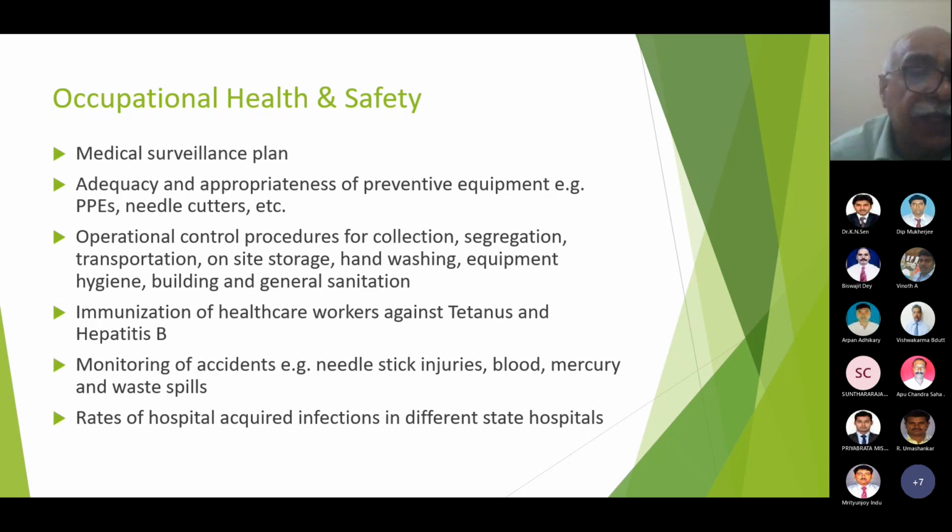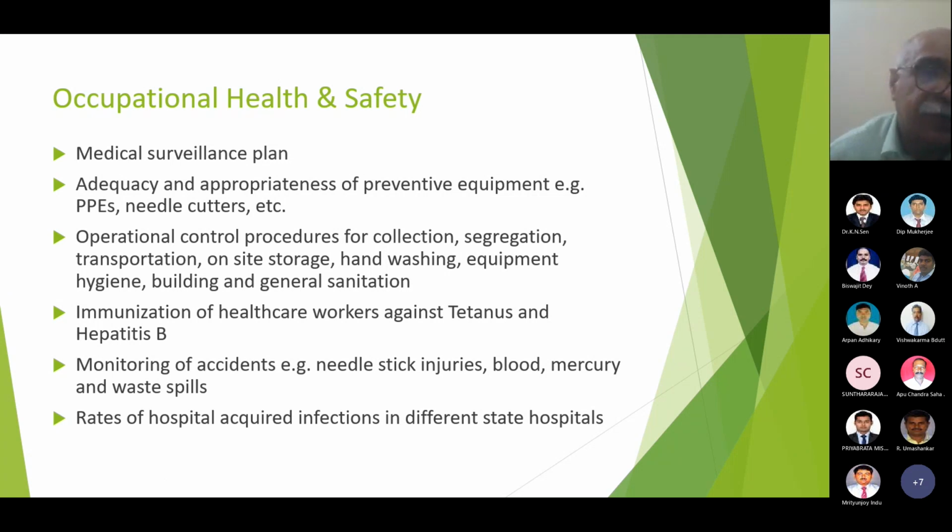Then there has to be a system of monitoring of accidents. Sometimes there can be needle stick injuries. These are very common among the nursing staff, the OT staff, the labor room staff, etc. They are at a very high risk of needle injuries. And these have a potential for causing hepatitis B, C, and HIV. So that is a big risk.